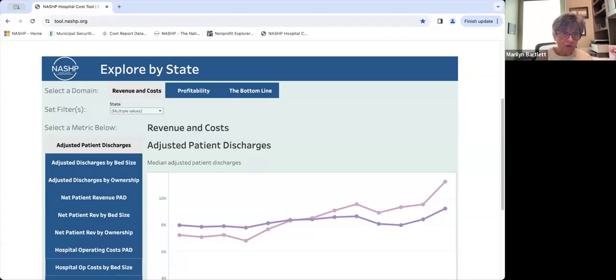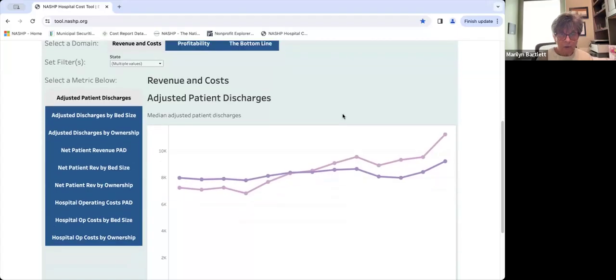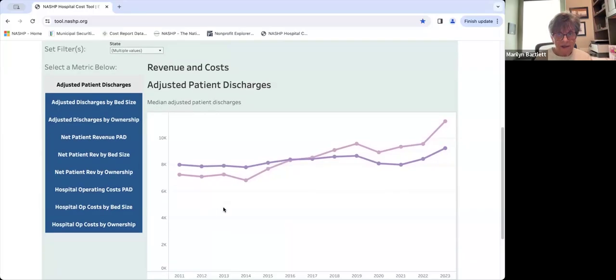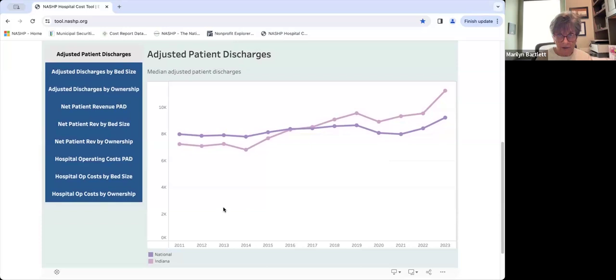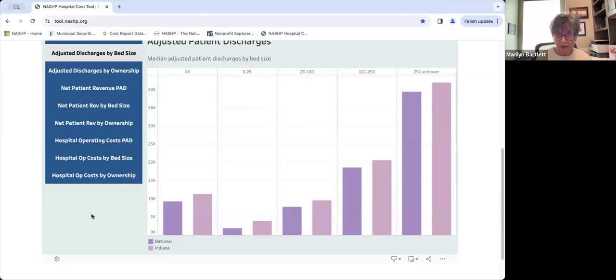And then you're able to choose from a myriad here of different metrics that you want to look at. So the first thing I'm doing is looking at revenue and adjusted patient discharges. And you can see that Indiana is running a little bit higher than the national level. Now, these are stated as medians. We take it down a step further and we look at it by bed size. So this is within the Indiana hospitals. You can see how you measure compared to national. And this is where we saw the increase higher than national.